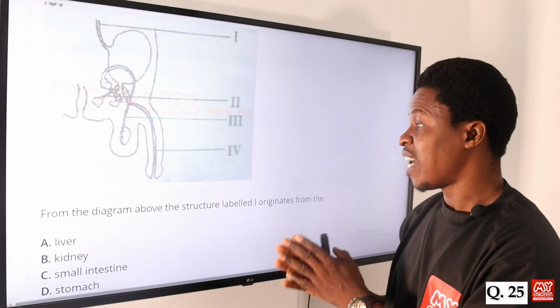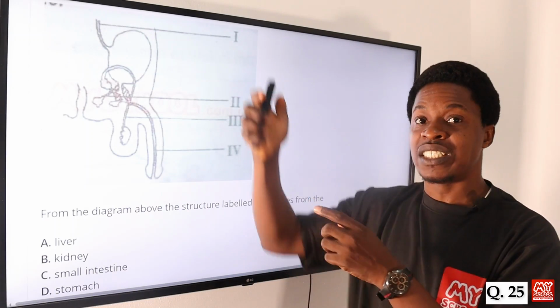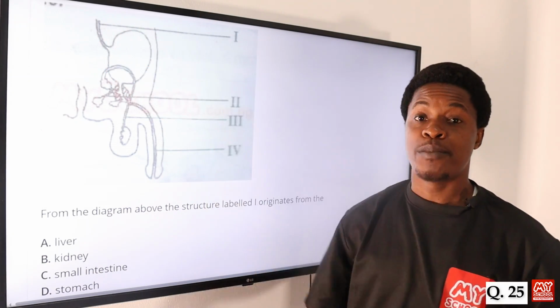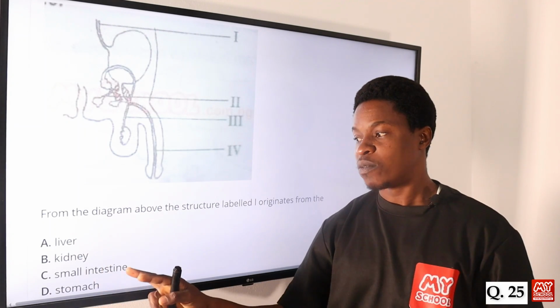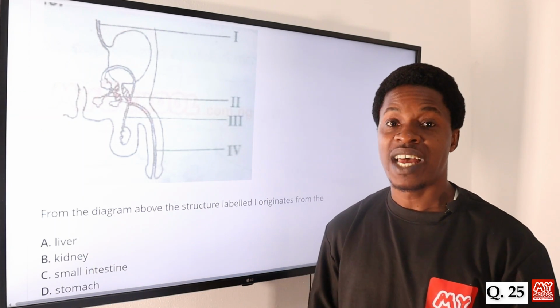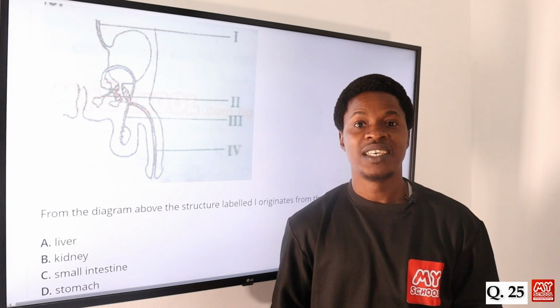So the question says, from the diagram, the structure labeled I originates from where? Where is it coming from? This is the ureter, coming from no other organ but the kidney, not the liver, not the small intestine, not the stomach, but the kidney. So based on that, the correct answer is option B, kidney.